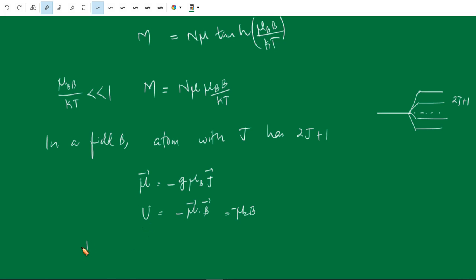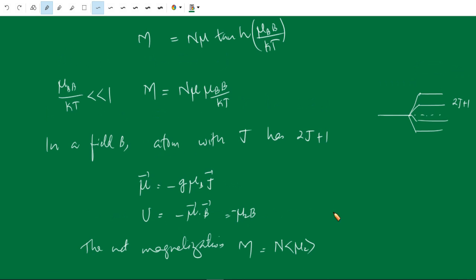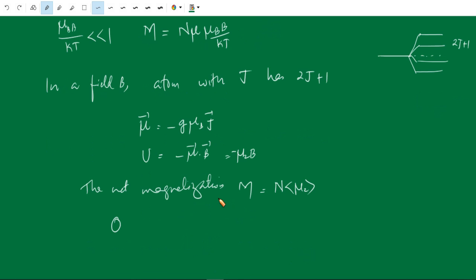The net magnetization M is equal to, this is the total magnetic moment per unit volume. So N magnetic dipoles, or N atoms, are there per unit volume. Then this is equal to N times the average mu_z. So our aim is to find out the mean or average Z component of the magnetic moment.